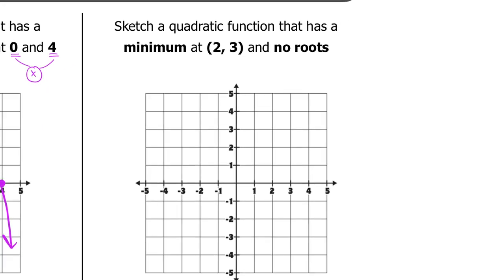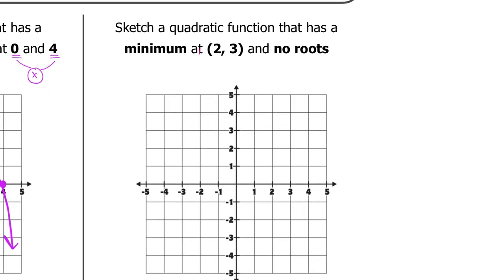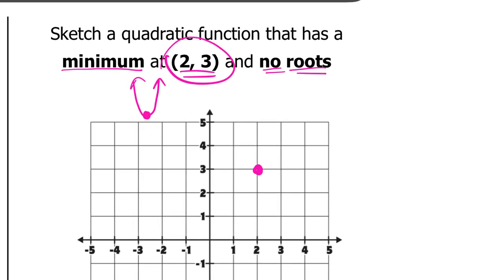Okay, next one, same thing. This one has a vertex also at 2, 3, but this time it says minimum. So that means the graph is going to go like this because we want that point to be the low point of the graph. So let's put our dot there. There's 2, 3. Now notice it says no roots. That means it should not cross the x-axis. So we don't want to draw it upside down because if we draw it upside down, it would cross the x-axis. So instead, we're just going to draw it up like this. That would be an example of a quadratic that has a minimum at 2, 3 and no roots. It would have to open up like this.